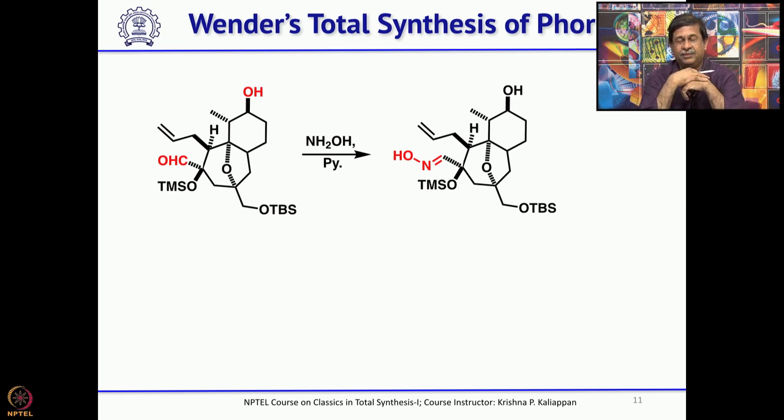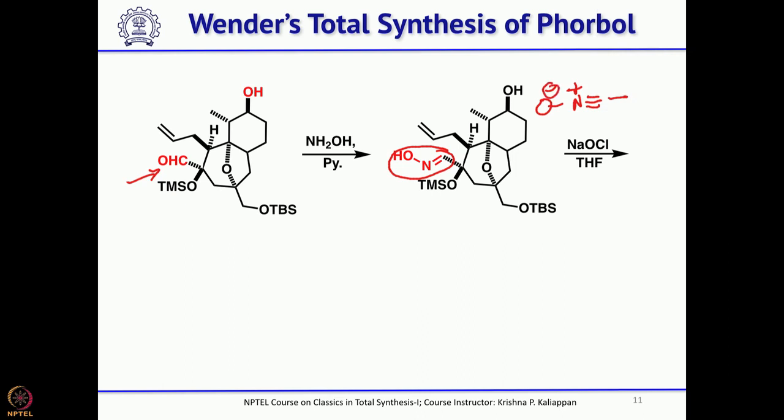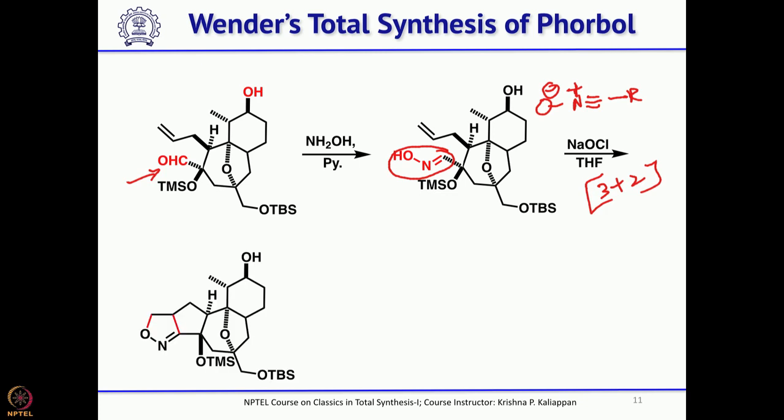Now you treat with hydroxylamine to form the oxime. The aldehydes are known to undergo oxime formation upon treatment with hydroxylamine. Then when you treat with hypochlorite solution, this oxime will form a nitrile oxide. Once the nitrile oxide is formed, it will undergo an intramolecular dipolar cycloaddition reaction. Intramolecular 1,3 dipolar cycloaddition, or you can call it an intramolecular 3+2 cycloaddition reaction to give the corresponding 5-membered ring.